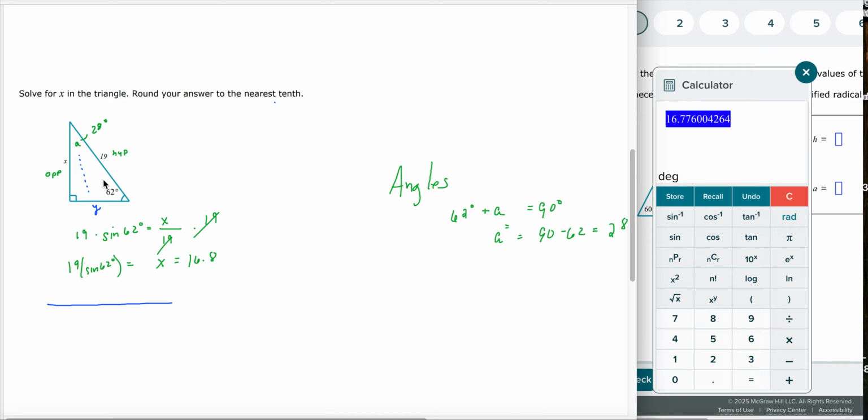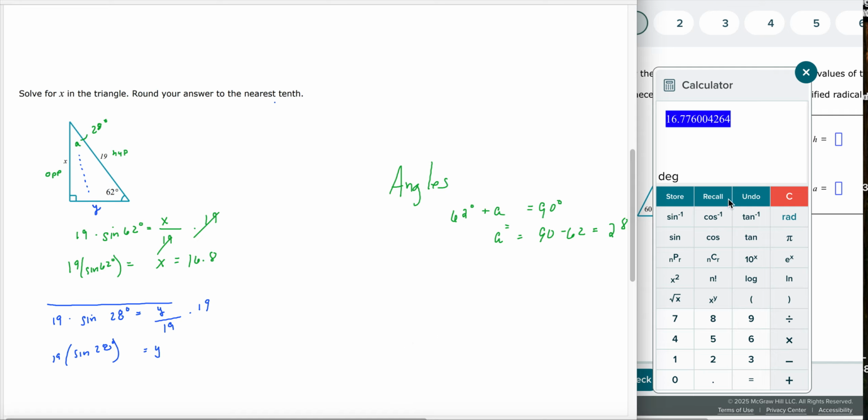So let's use opposite and hypotenuse. We'll use the sine ratio again. So I can say sine, this time of 28 degrees, is equal to y over 19. Again, we would multiply both sides by 19. And y is equal to 19 times sine of 28 degrees.